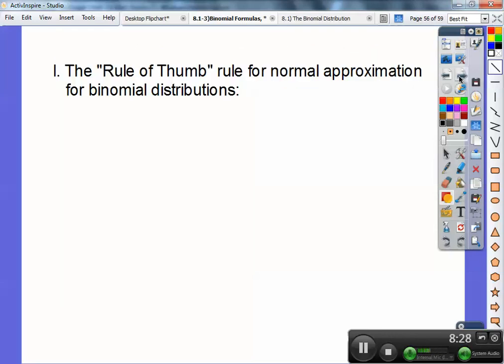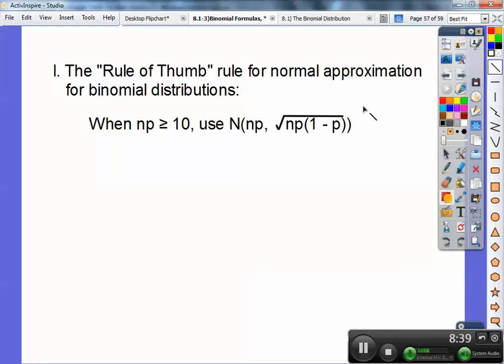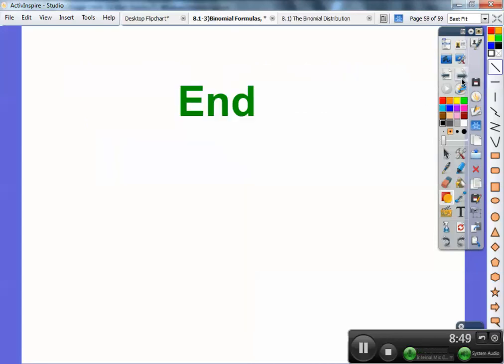Okay, and then the rule of thumb, it's going to ask you on one of them, what's the rule of thumb for a normal approximation for a binomial distribution? It is this: if your np is greater than or equal to 10, then you use this normal distribution with mean np and standard deviation the square root of np times 1 minus p. Okay? All right, that's it.